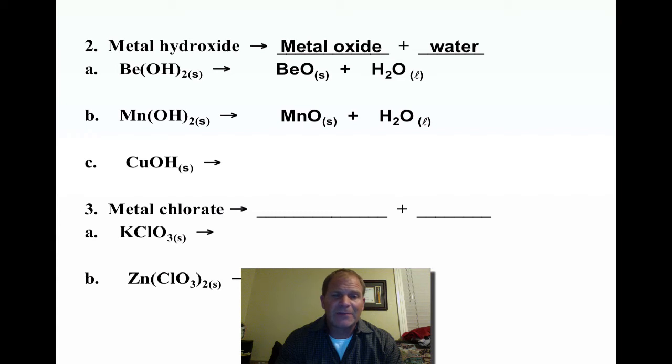Letter C, my copper comes together with a 1-to-1 ratio with hydroxide, so it must be a +1, copper 1 or cuprous. Therefore, I'm going to need 2 of them to zero out my oxygen, and I will have to balance this one. The second type of decomposition.